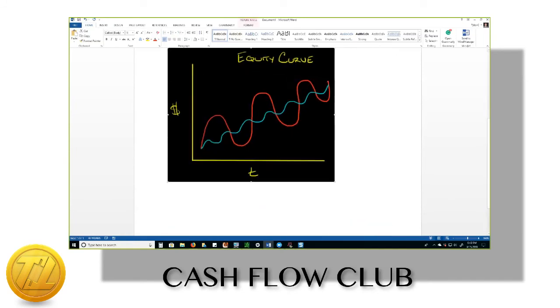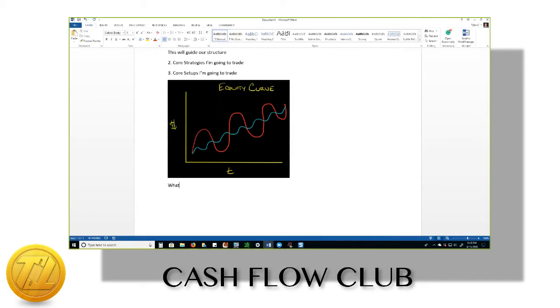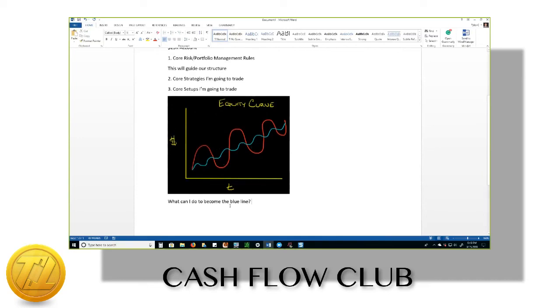So the question then is, what can I do to become the blue line? How can I shift my approach, change the way I behave as a trader so that I'm more likely to be the blue line? Okay. Well, let's think about some characteristics of the blue line. So we've got lower volatility. Okay, so the highs aren't as high and the lows aren't as low. We've got less emotion. We've got quicker recoveries. Okay, and you don't really have big winning streaks or losing streaks.